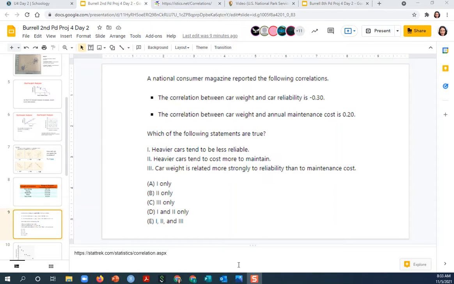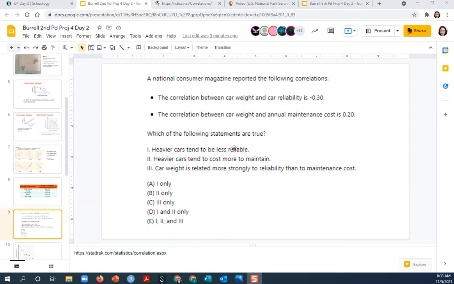Okay, raise your hand if you chose A. Raise your hand if you chose B. Raise your hand if you chose C. Raise your hand if you chose D. And raise your hand if you chose E. All right, so we had more votes for D and E. We also had some votes for B. So let's go through them one at a time.